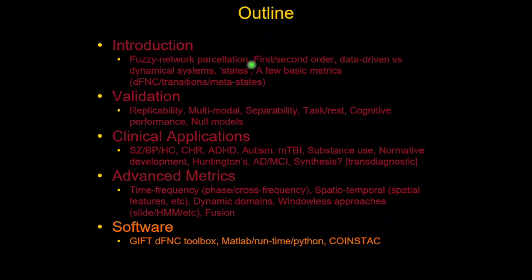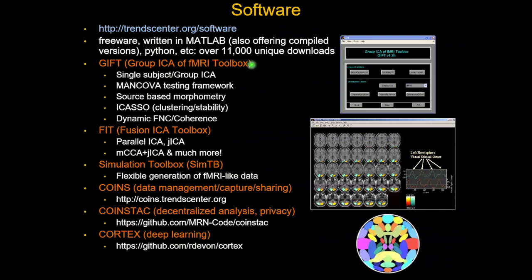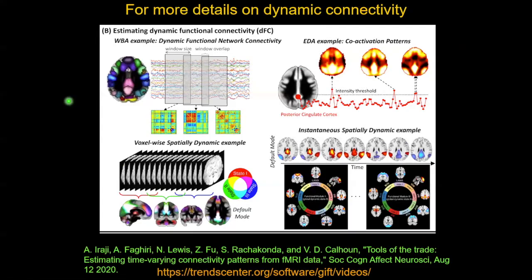So now for software, we've developed a number of tools based on ICA. We have this group ICA of fMRI toolbox called GIFT. It has within it a dynamic functional network connectivity toolbox. I'd recommend this paper here, where we cover a review of dynamic connectivity in general. We're not limiting it to just the data-driven approaches; we're covering a lot of different approaches. And also here are some videos where we introduce this dynamic FNC toolbox and dynamic FC toolbox.